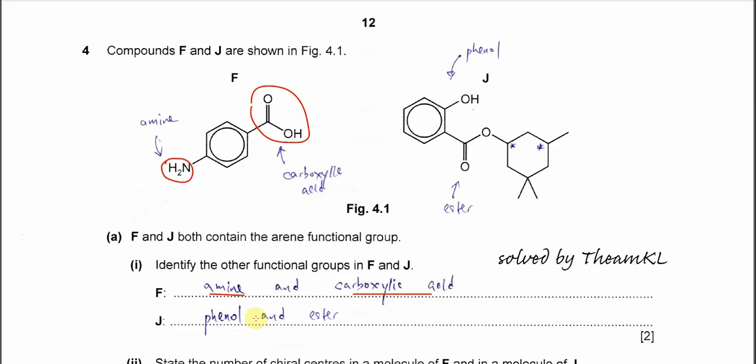For J, this is quite special. You should not really put the hydroxyl. If it's a normal aliphatic alcohol, you can mention hydroxyl, but in the A2 syllabus, when the OH is directly bonded to the benzene ring, we call this functional group phenol. So you have to put phenol, and this is the ester group.